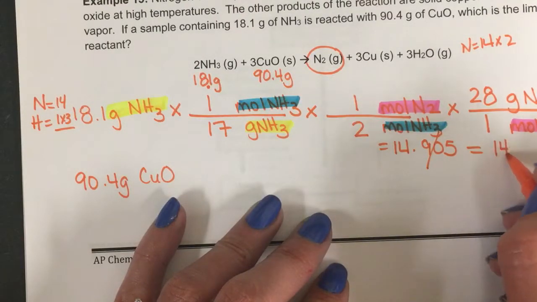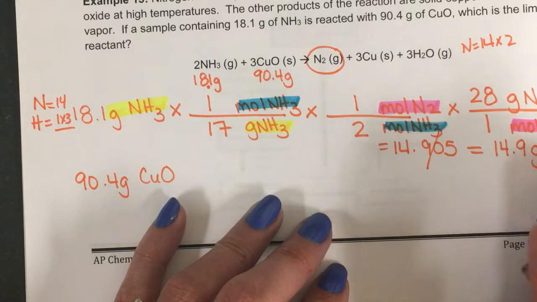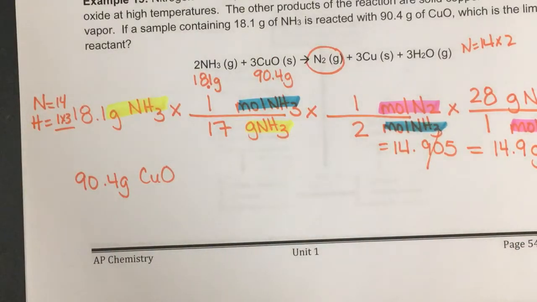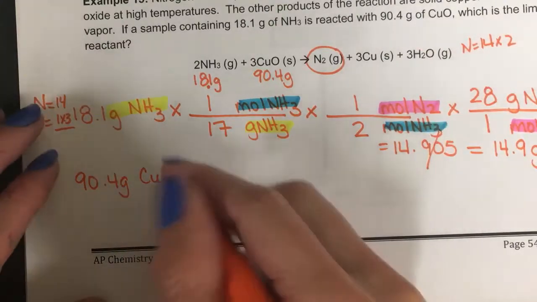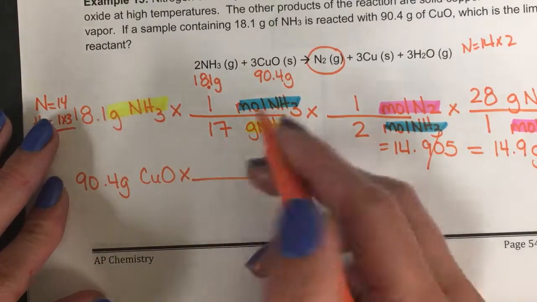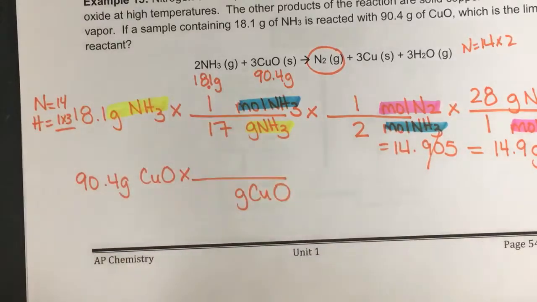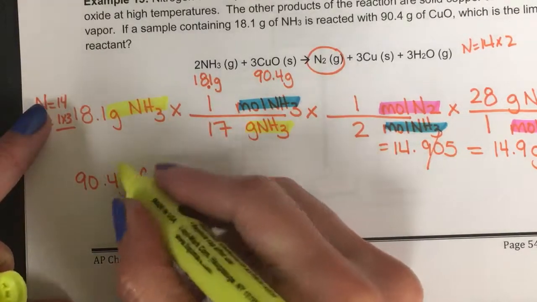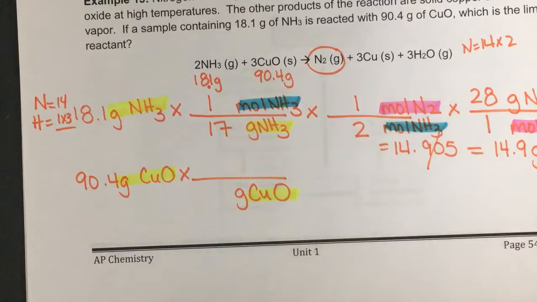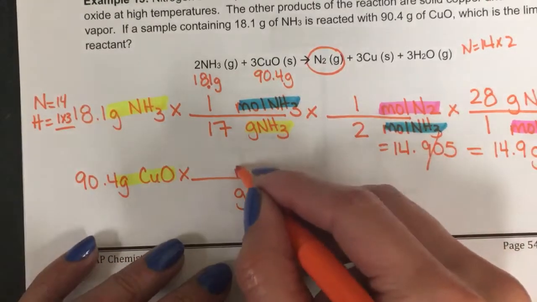So that becomes 14.9 grams of nitrogen. Okay? That doesn't tell me the limiting reactant. I have to do the same thing for copper 2 oxide. So here, I need to get rid of grams of copper 2 oxide. I need to change that to moles.